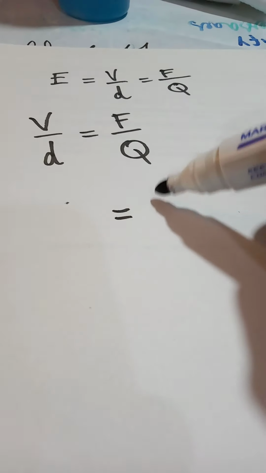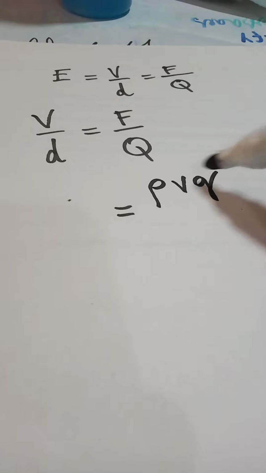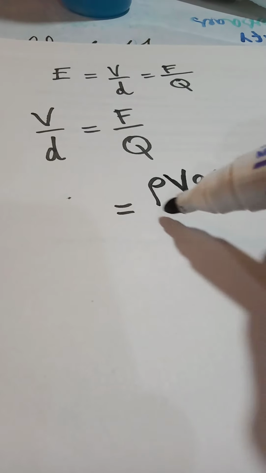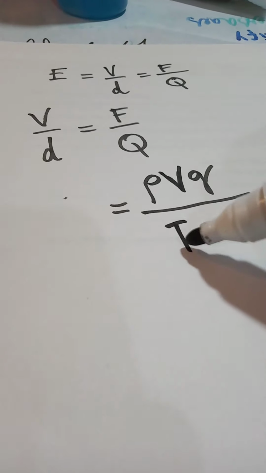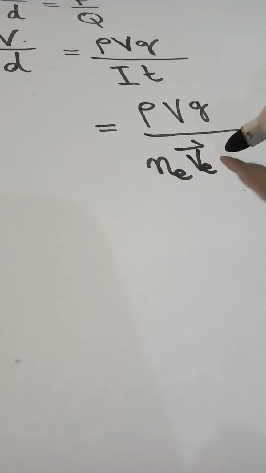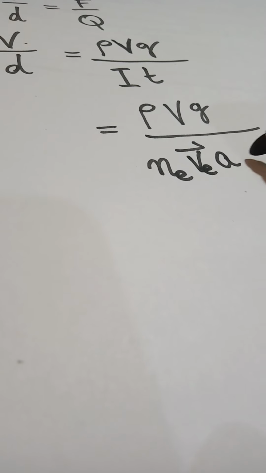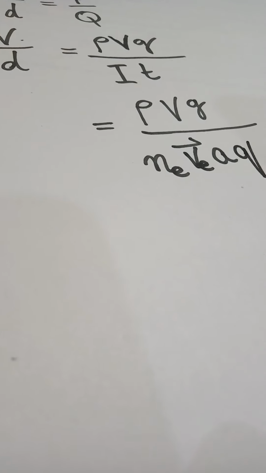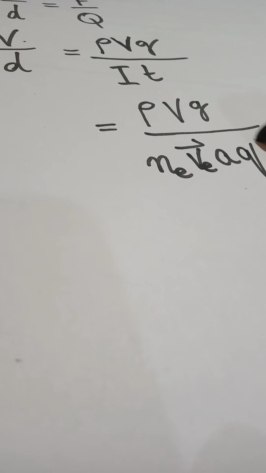I'll replace F with rho times V times G, where V is the volume, and Q with I and T. Voltage and distance would stay the same. Then, using the Drude theory, I would replace I with the number of electrons times the velocity of the electrons times the cross-sectional area times the quantized charge times T. And V over D would stay the same.